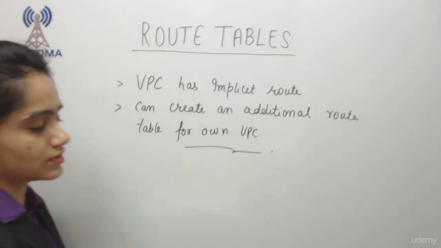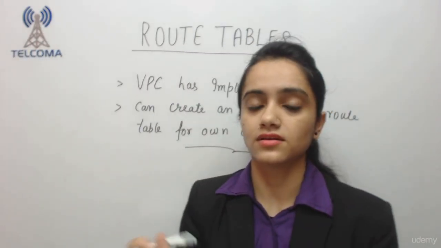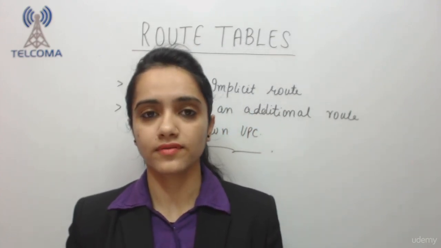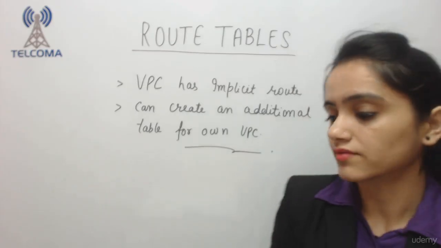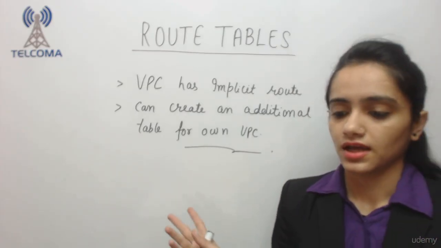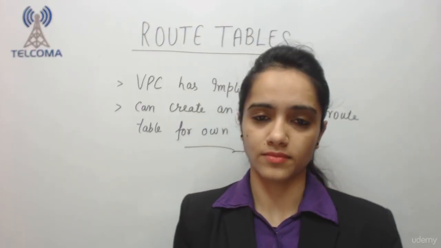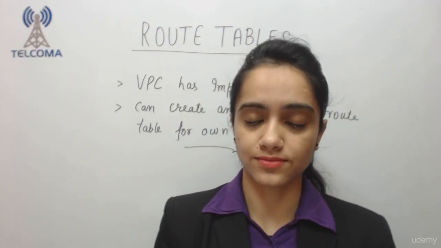So this is about route tables: we have a local route, which is the default route. We cannot change, modify or remove it, and our VPC has an implicit route, and we can create, add or modify our own route tables. This is about route tables in virtual private cloud.